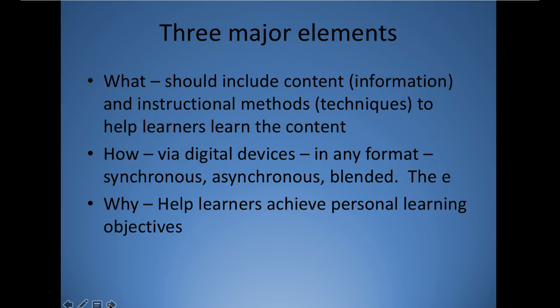So as you can see from the definition that we talked about, there are 3 major elements that should be included in e-learning: the what, the how, and the why. E-learning should include content, obviously, the information presented with a technique or an instructional method to help the learners learn the content. How e-learning is presented is by different digital devices in any format. It's the E of the e-learning. And the why. Why do we do e-learning? Because we want to help learners achieve personal learning objectives.